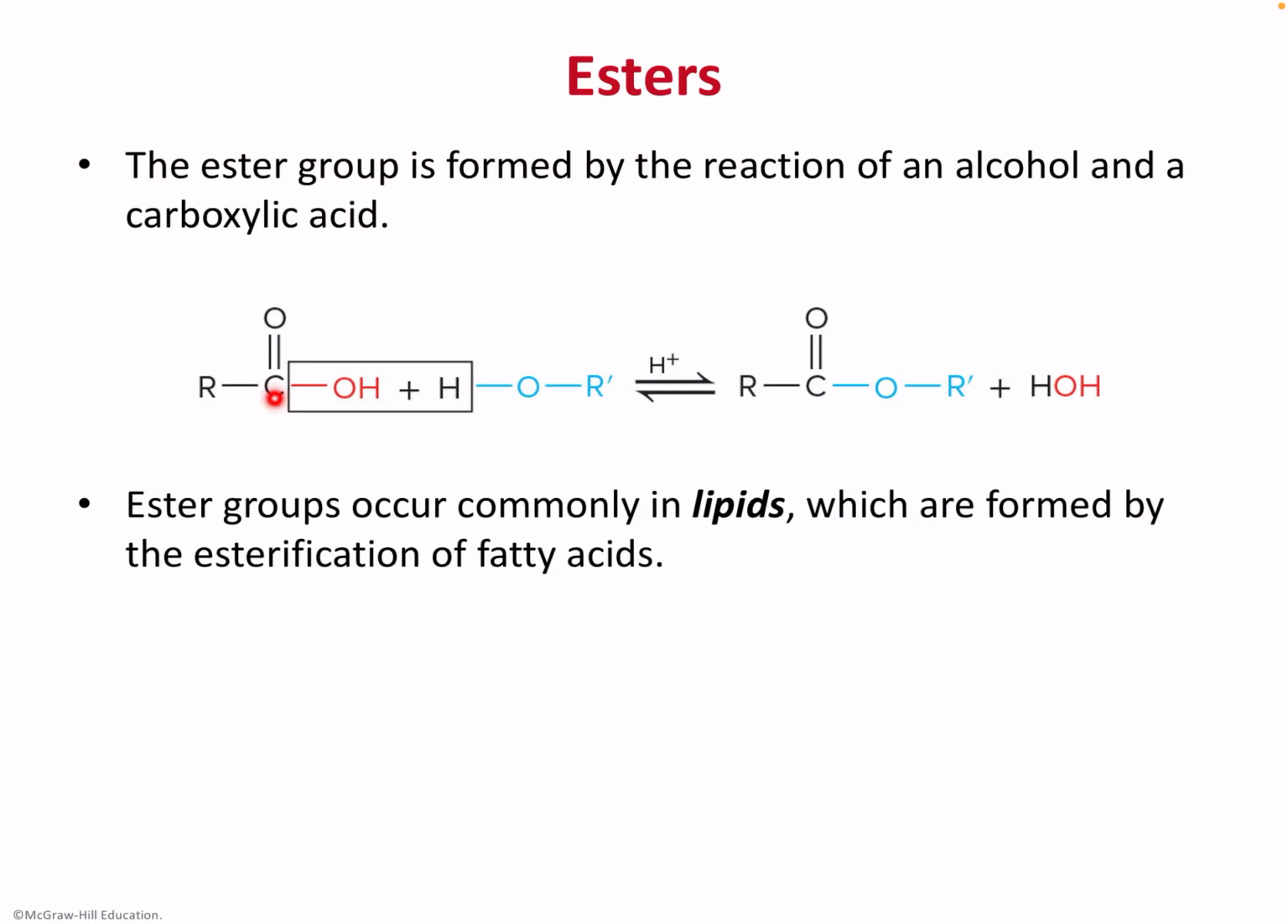In the ester functional group, so this is a carboxylic acid. If you react the carboxylic acid with an alcohol, it's going to lose a water molecule. The OH from the carboxylic acid and the hydrogen from the alcohol lose a water molecule and become an ester, RCOOR. Ester groups occur commonly in lipids, which are formed by the esterification of fatty acids.